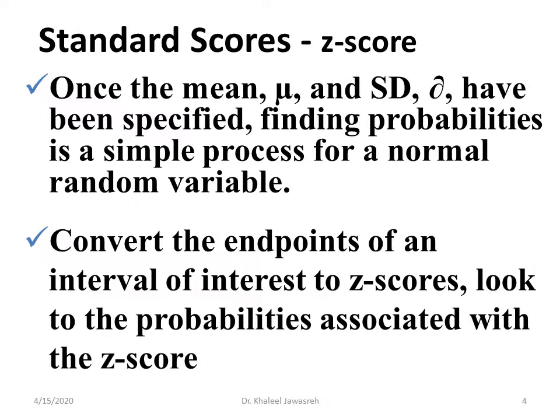The first step is to convert the endpoints of an interval of interest to z-scores. We do need to convert the endpoints to z-scores, and then look to the probabilities associated with these z-scores.